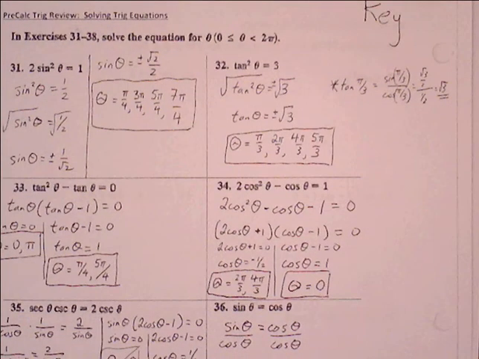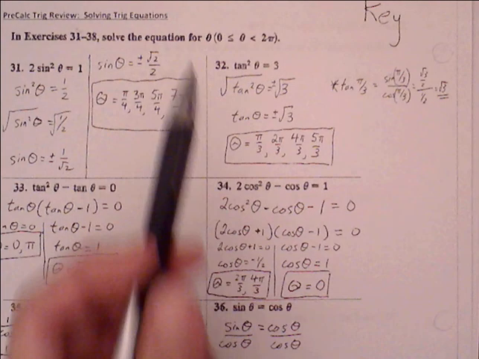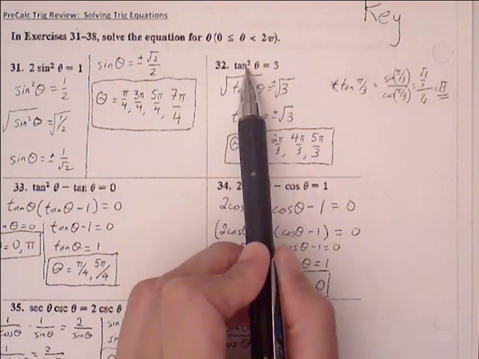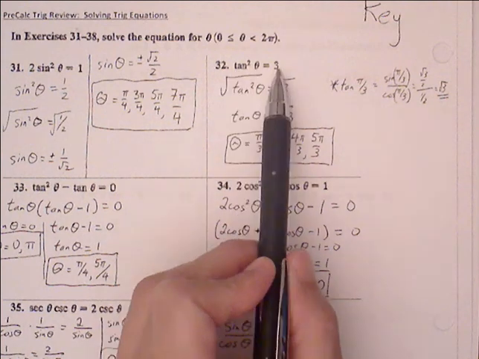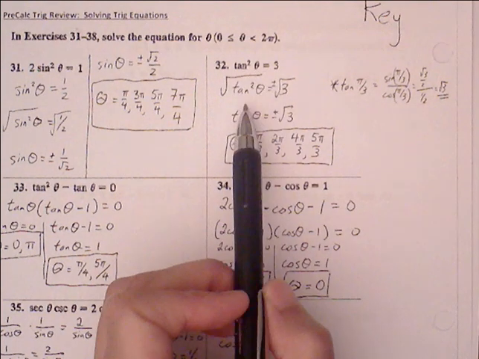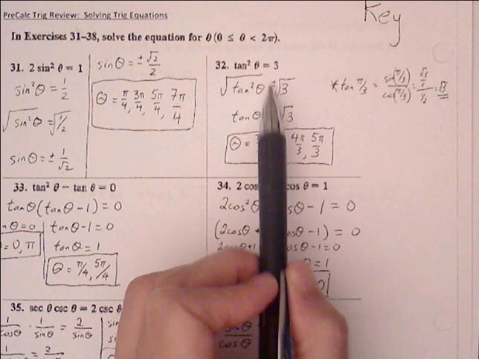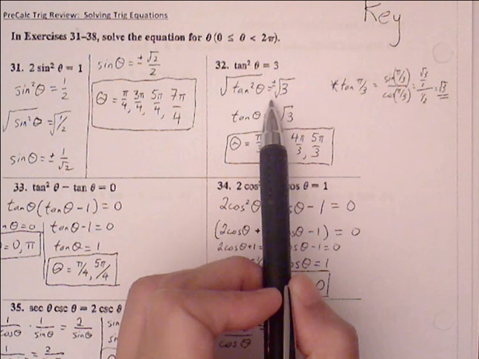32, tangent squared theta is equal to 3. We're again working our way down to solving for theta. So first we're going to try and get rid of the square. So we take the square root of both sides. Square root of tangent squared theta becomes tangent. The square root of 3, plus or minus square root of 3.